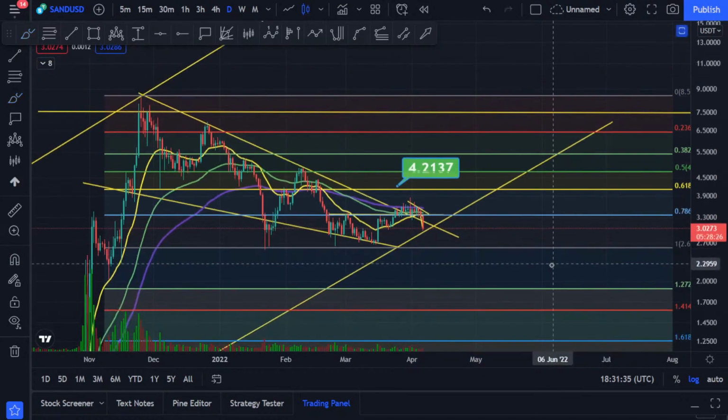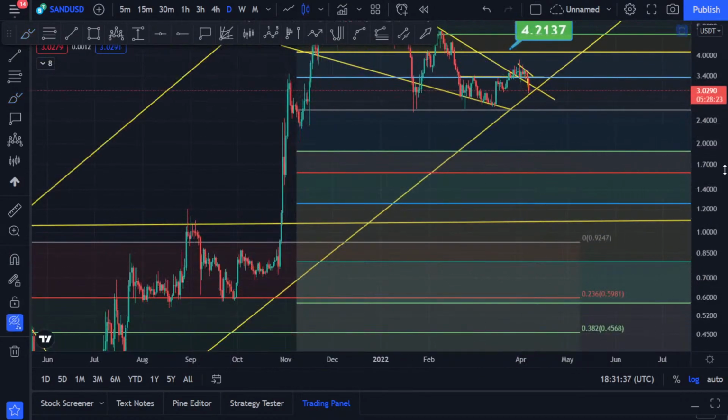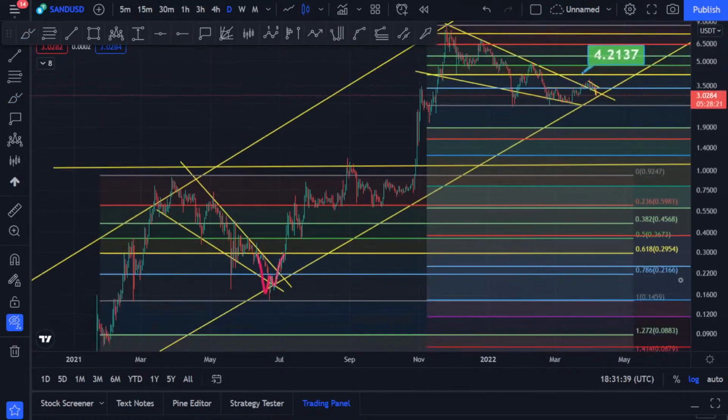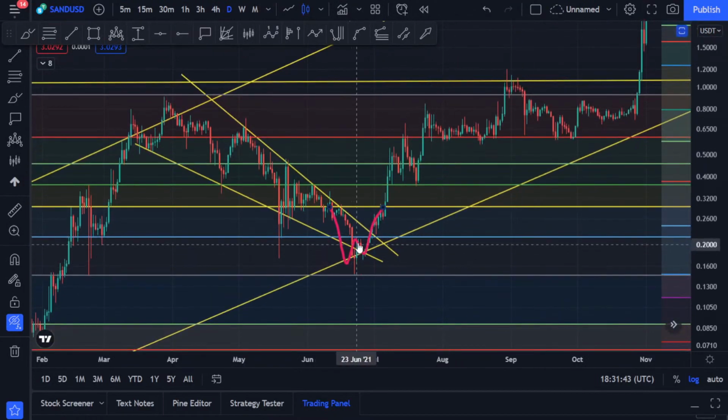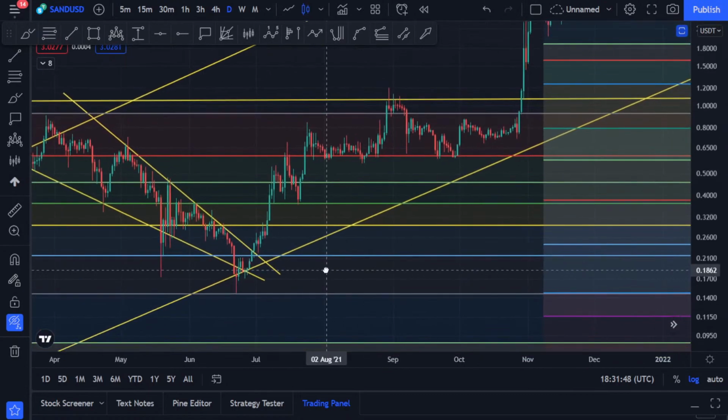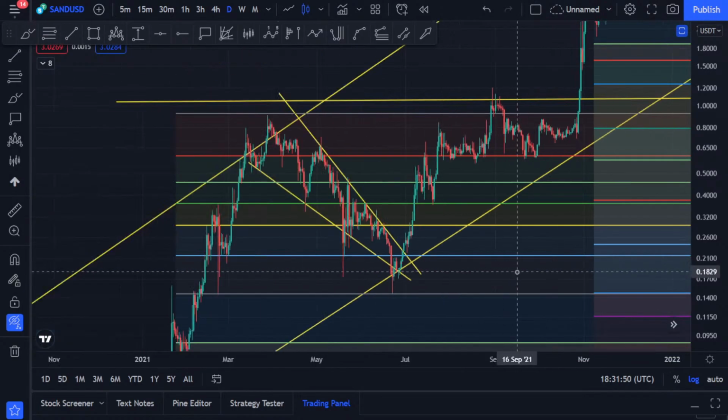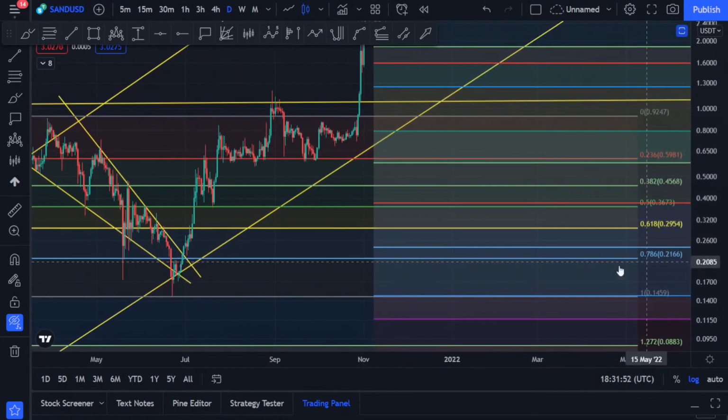Because that's what it did in its previous run. Okay, if you look at it, even this area, it came down, held support, broke the 0.786 level, yeah, 0.786, then went up, okay?